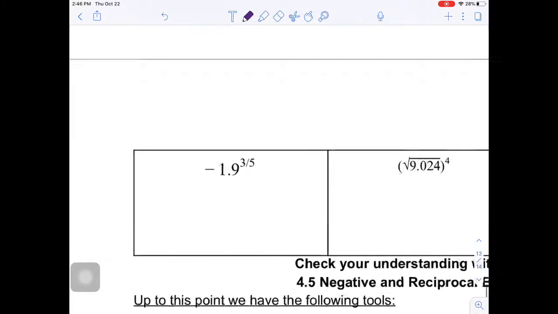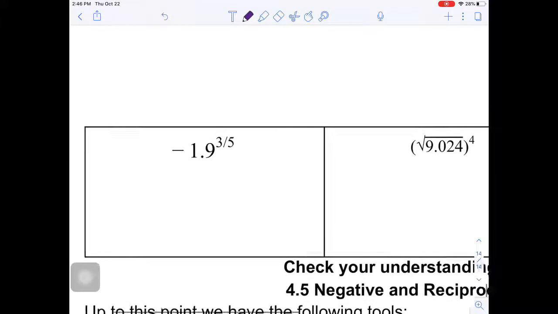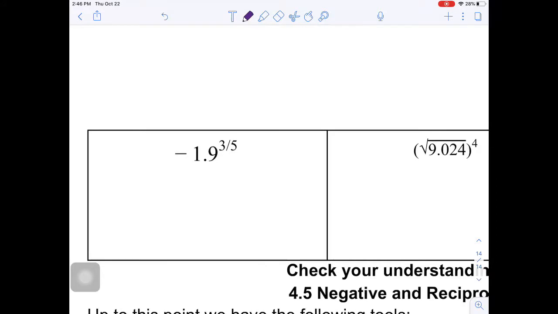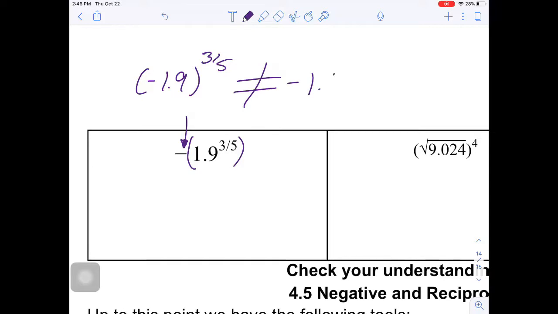And here we're going to have to evaluate these using our calculator. Okay, so understand something. Understand that this negative is being applied to this number. Okay, so it is not negative 1.9 to the power of 3 over 5. This does not equal negative times 1.9 to the power of 3 over 5. These are two separate things.